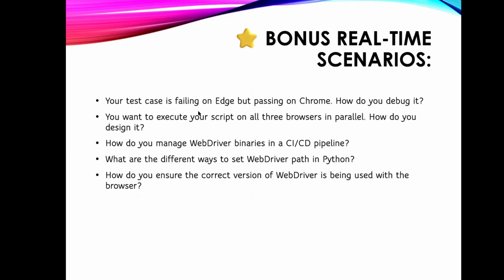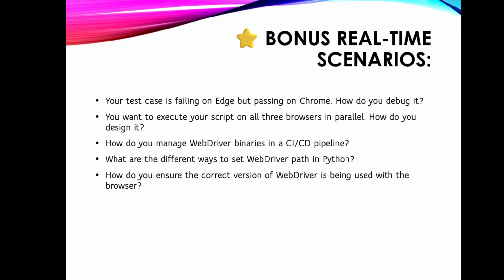Let's say your test is failing on the Edge browser, but it's passing in the Chrome browser. How do you debug it? This is a very important question that they may ask: your test is working fine in some browser, but it's not working in another browser. So how do you debug it? For the debugging, first you have to check the browser compatibility. That's very, very important.